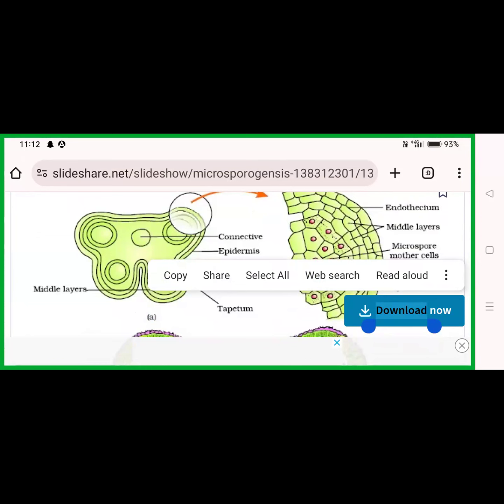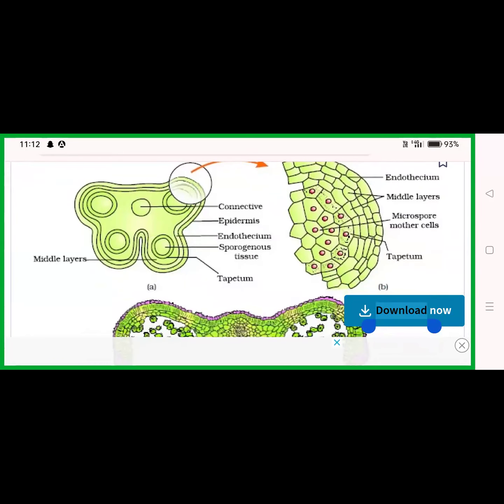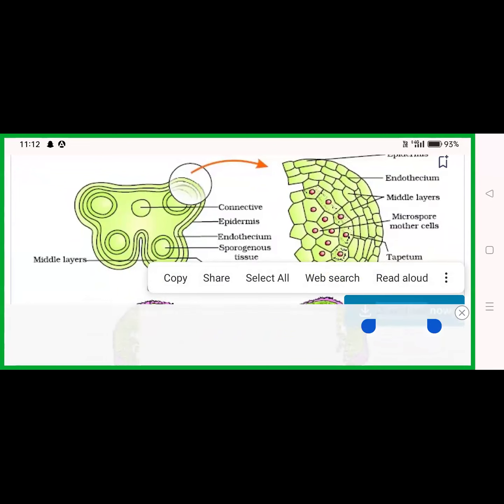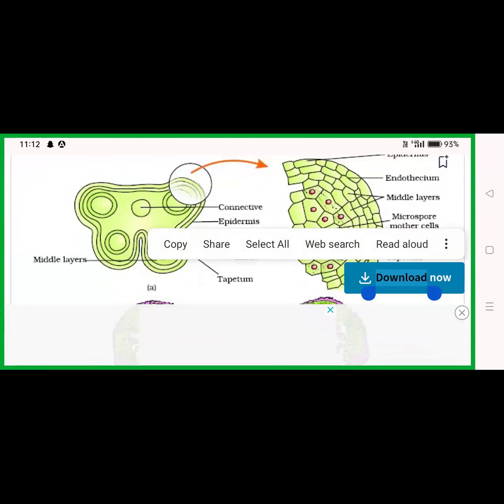Next, coming to the endothelium, this is a layer of the anther wall. Mostly it is single layered, but sometimes it may be several layered. Example: capsicum.